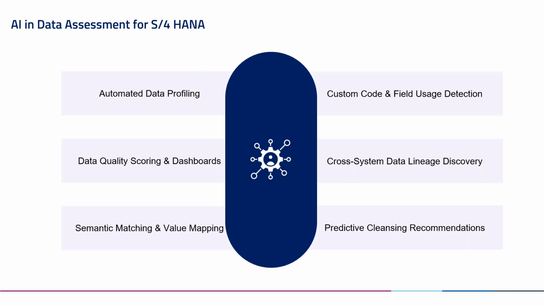So we can deal with the standard tables, standard columns. That mapping could be pretty straightforward. What do we do with the custom fields? That's where AI analyzes what kind of data is stored in the custom fields or custom tables, right? So how that can be mapped with the target S/4HANA columns, right? That's where we are using AI capabilities.